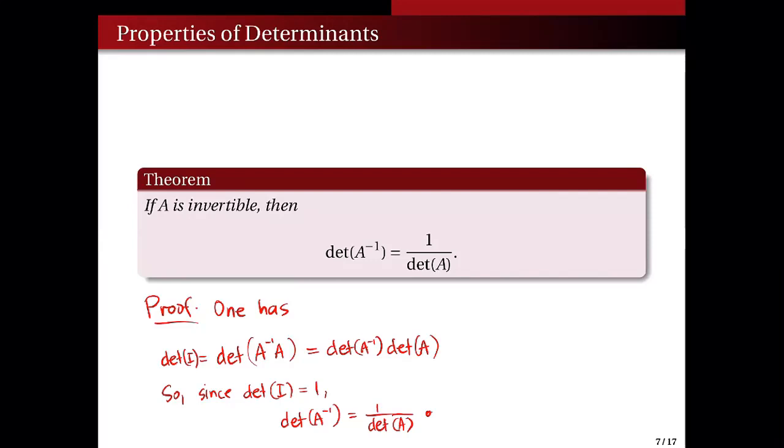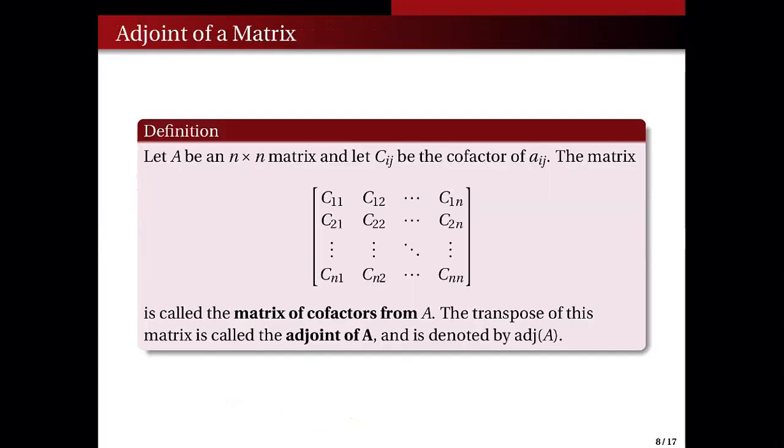Now, let us remember minor and cofactor of entries. Let A be an n by n matrix, and let Cij be the cofactor of the entry Aij. So remember that you have the minor Mij, then the cofactor Cij is equal to negative 1 raised to i plus j times Mij.